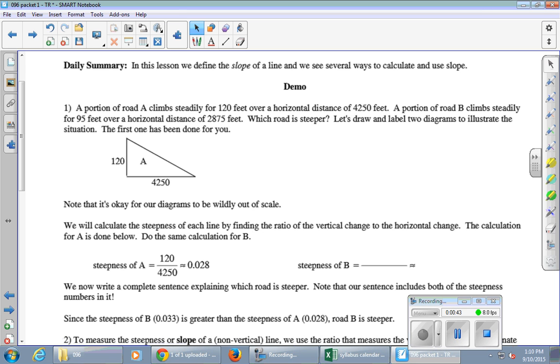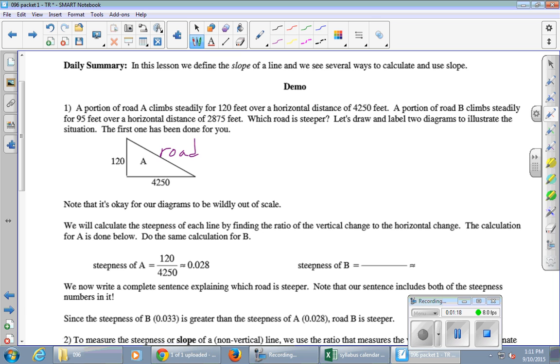So we're going to draw two diagrams. One of them is drawn out for you. Let's make sure we're clear on exactly what's going on. You've got a horizontal, a vertical, and a diagonal line in that triangle. Which one of those three lines is the road? It's the diagonal, right? Because we've got a climb of 120 feet, that's the vertical. The horizontal distance, which we're going to call the run in a few minutes, is this 4,250 feet. The road is that diagonal, driving on that inclined road.